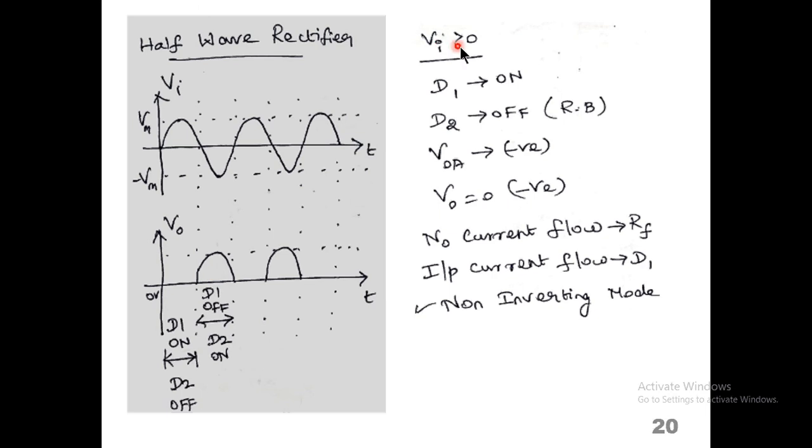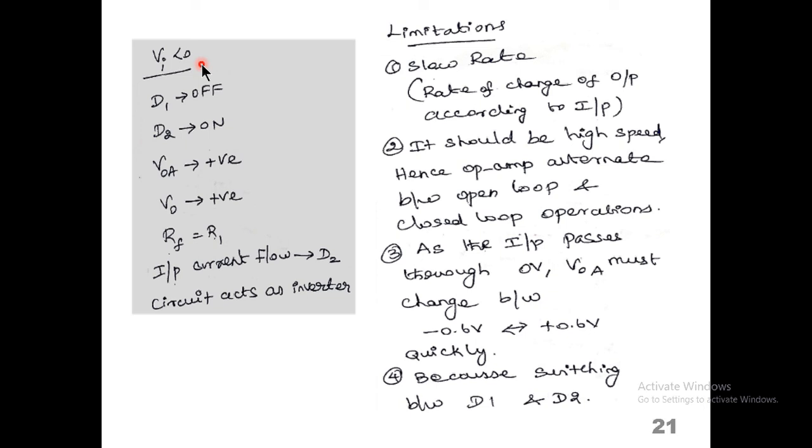If the input voltage is greater than 0, diode 1 is in the on condition and diode 2 is in the off condition. At that time diode 2 is in reverse bias, and the output voltage is 0. No current flows through the feedback resistor, and the input current flows through diode 1. It is in non-inverting mode. If the input voltage is less than 0, diode 1 will be off and diode 2 will be on. At that time the output voltage will be positive, RF equal to R1, the input current flows through diode 2, and the circuit acts as an inverter.